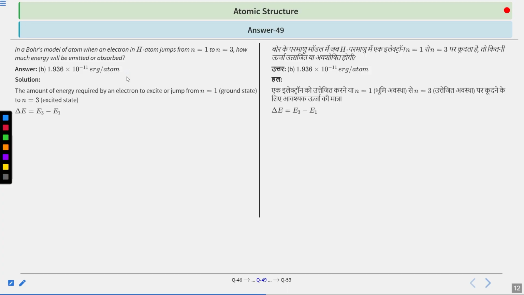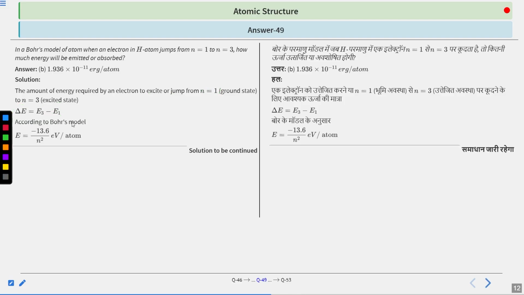We will simply subtract the energy of 3 minus the energy of 1, because this is the energy that will be required to do the transition. So the amount of energy required for an electron to excite from n equals 1 to n equals 3 is simply E3 minus E1, energy of third minus energy of first. Now according to Bohr's model, energy is calculated by the formula minus 13.6 electron volt per atom divided by n square, where n is the orbit number.